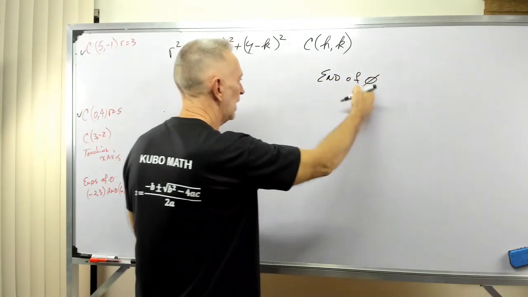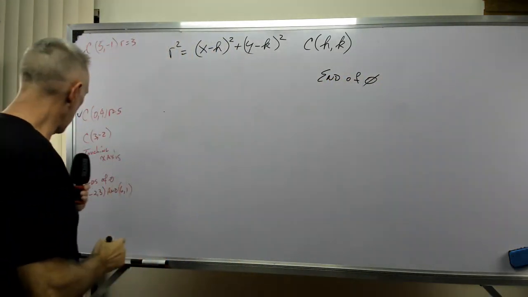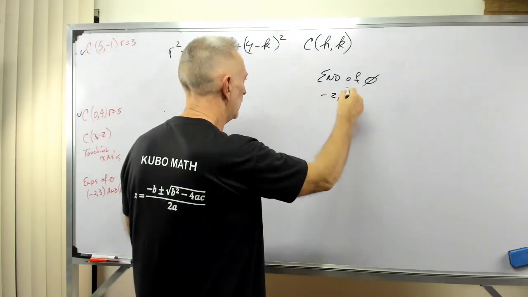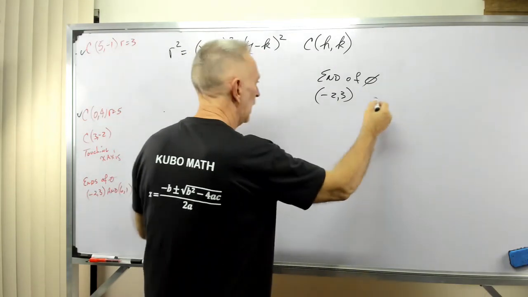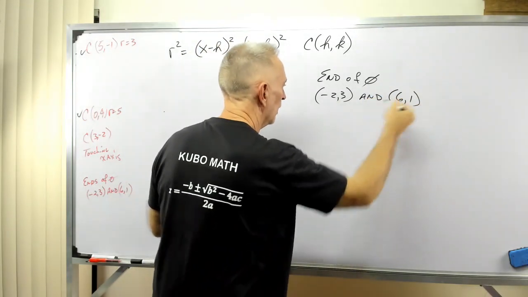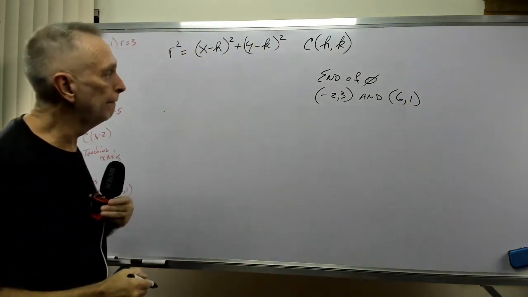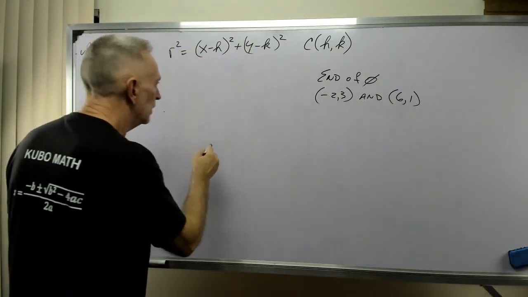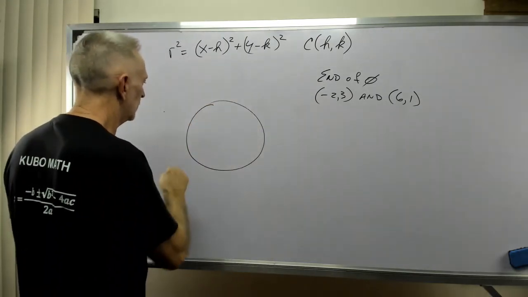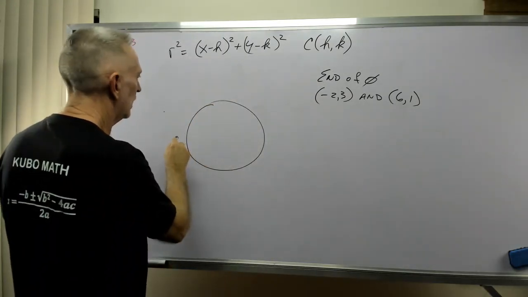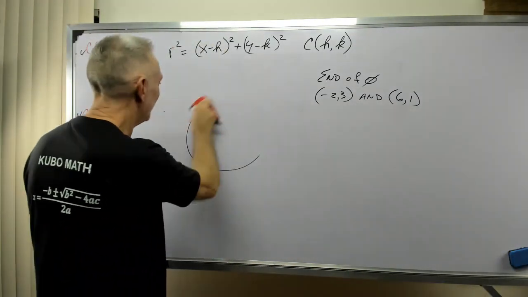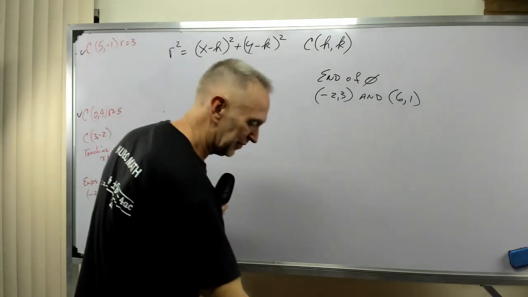I'm going to put my diameter looking like that. Ends of a diameter at negative 2, 3 and 6, 1. Well, all right, let's see here. I have some circle, and I should have drawn the grid first, probably. Let me draw a grid.